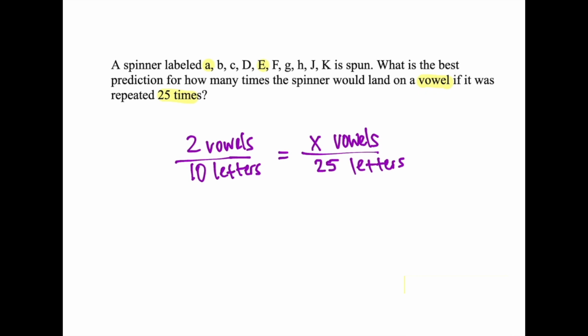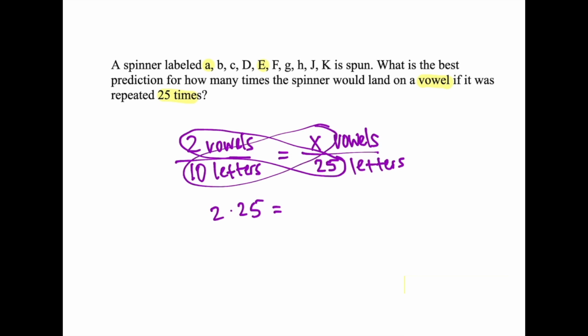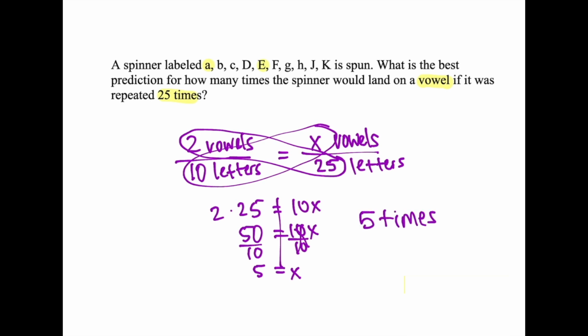Now that we have our proportion filled out, we can cross multiply to solve for that variable. We have 2 times 25 is going to equal X times 10, which is 10X. 2 times 25 is 50, and then we can divide out 10 from both sides to isolate that variable. 50 divided by 10 is 5. So if we spun the spinner 25 times, we would expect to get a vowel 5 times.